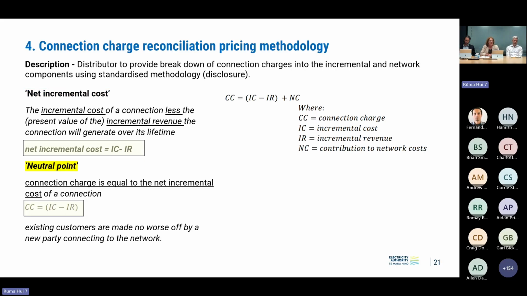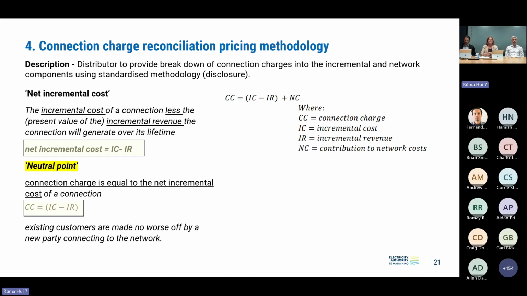It's an important point conceptually, as if a distributor charges a connecting party the net incremental cost to connect, existing customers are made no worse off by the connecting party joining the network. We refer to this as the neutral point. Conversely, if a distributor is charging less than the neutral point, other customers are subsidising the connection and it is inefficient. The neutral point is the lower bound of the subsidy-free range.